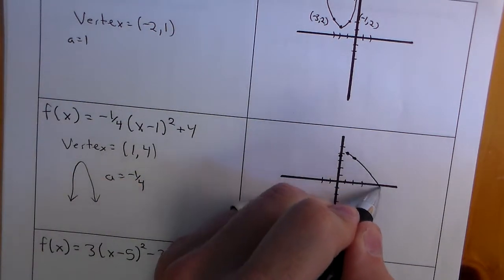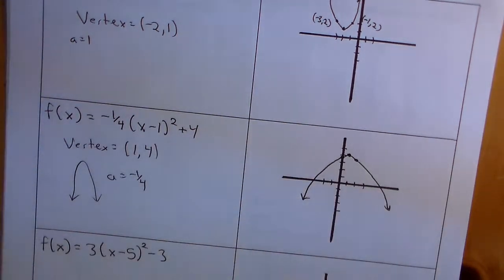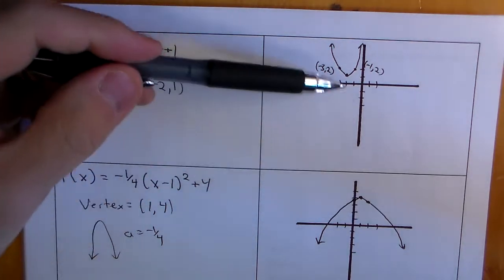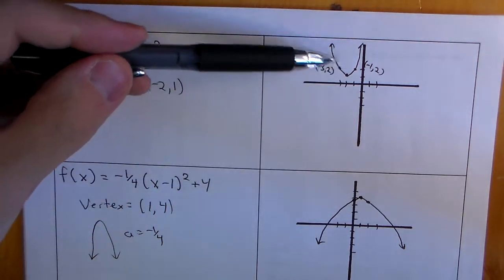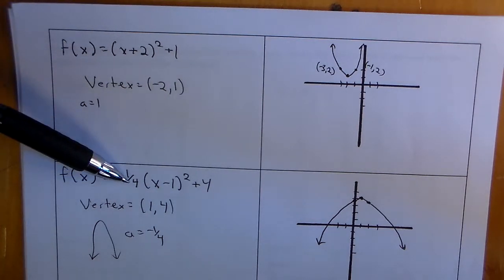So when I draw this, I know because it's negative 1/4, it should be wider than another parabola, maybe like that one up above. Now they do open different directions, but I can clearly look and say that this second one is wider than the first one. It should be because the a value here is 1, where the a value here is 1/4.